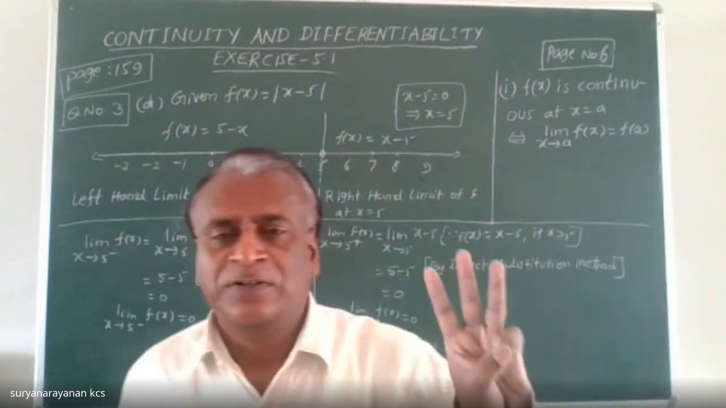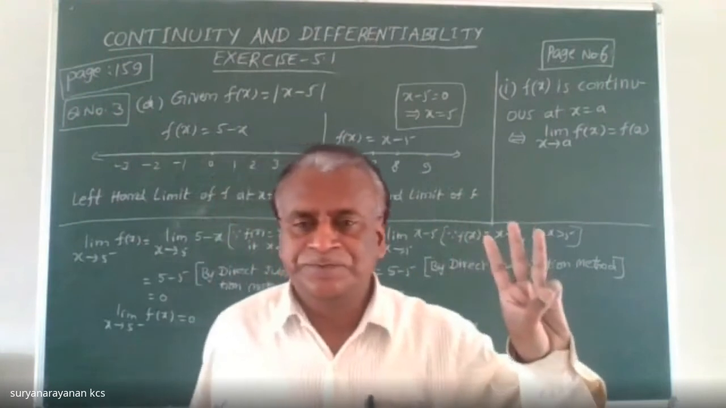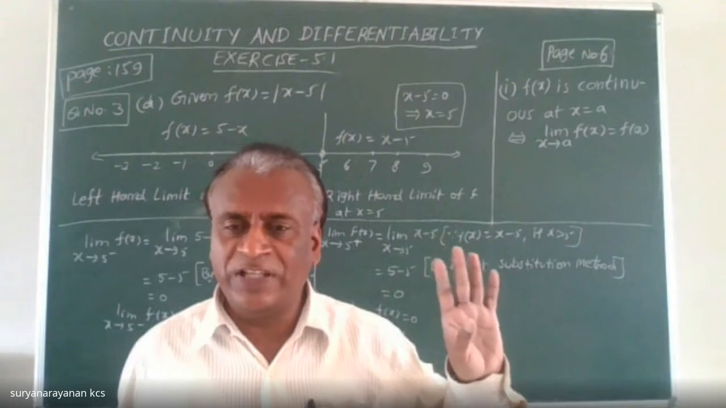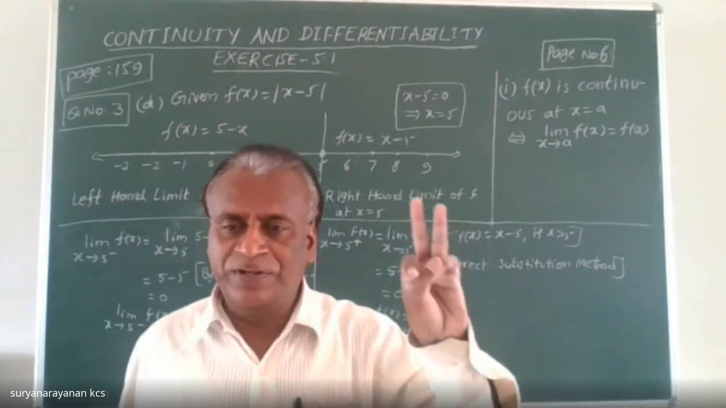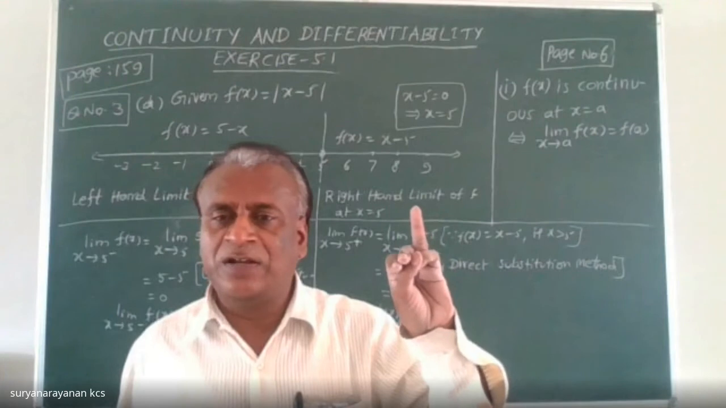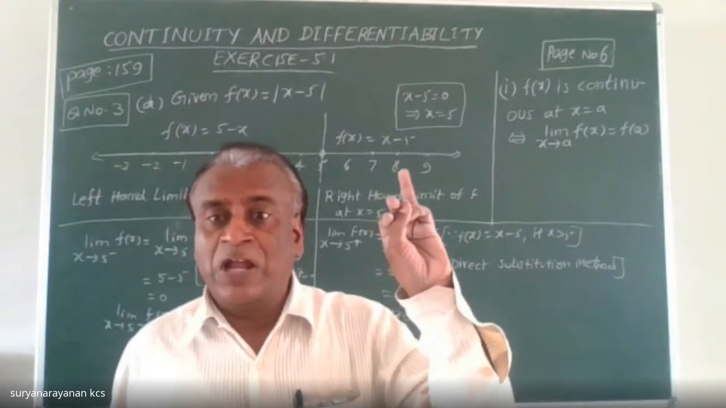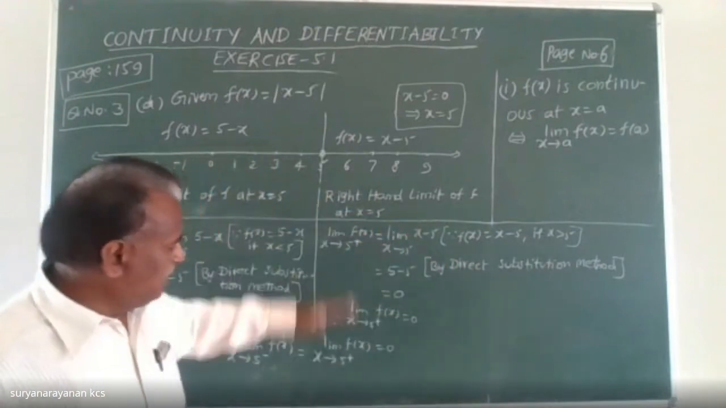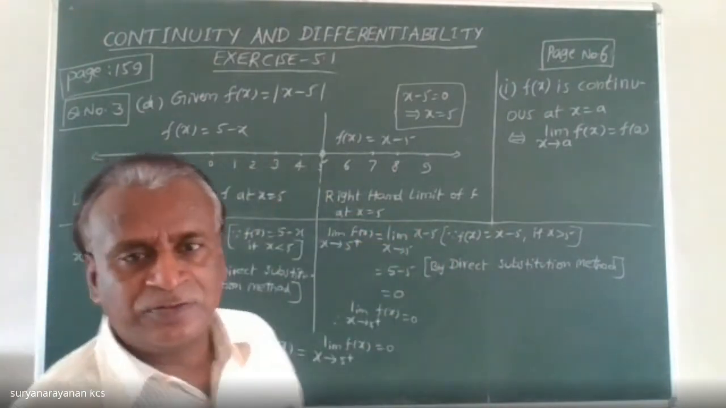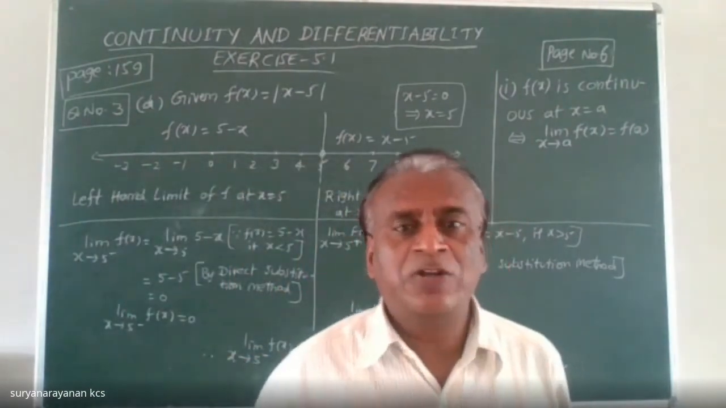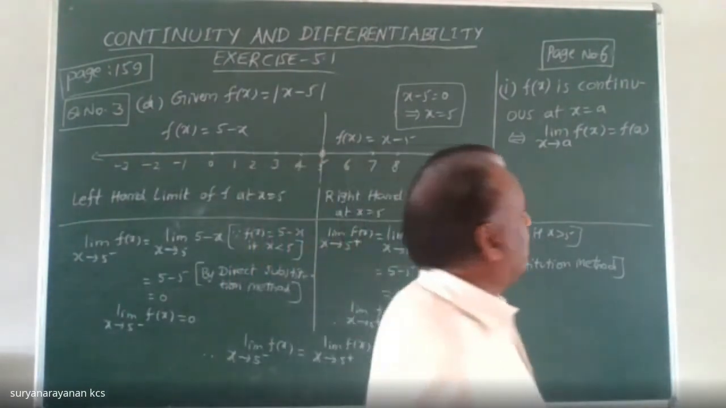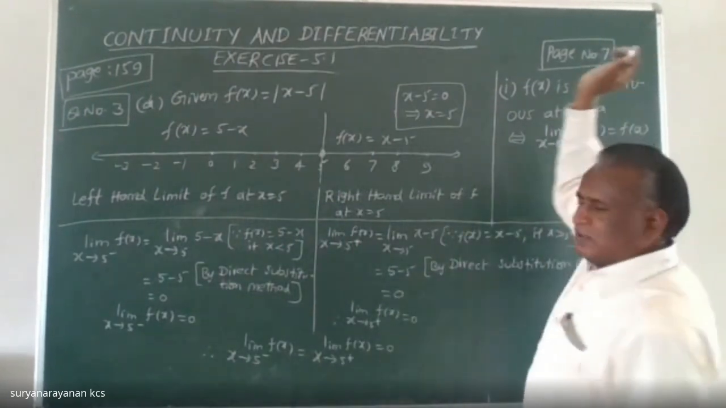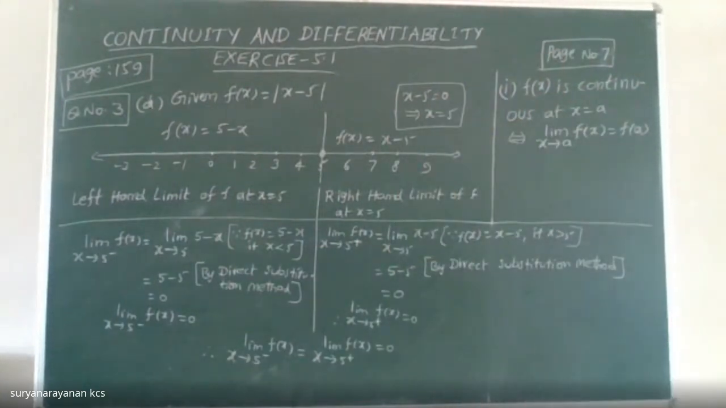I told you at the concept time, when I explained the concepts of this exercise, continuity of a function, we have to find the left hand limit, right hand limit of the function at that point, and value of the function at that particular point. Okay, now up to here, note it down. After that, we find value of the function at x is equal to 5. Take the screenshot of this page number 7 first.